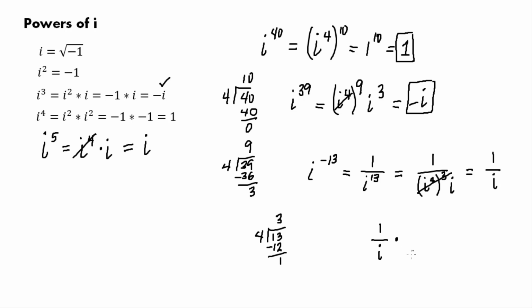And there are several ways to go about doing this from here. I'm going to multiply by -i. 1 times -i is -i. And i times -i is -i squared. And this is the reason I chose to multiply numerator and denominator by -i. -i squared is negative, and then i squared is -1. So double negative of 1 makes it 1. And so the final answer for this one is simply -i.